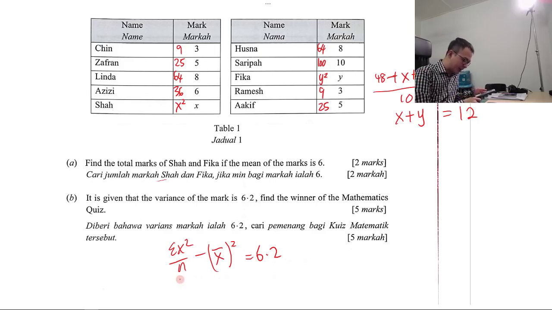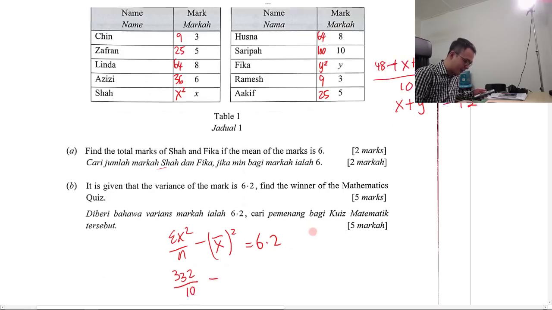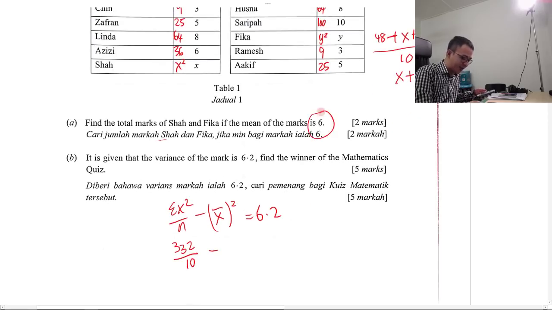So I will get a sum of 332 over n, which is 10, minus the mean, which I already have, right? The mean is 6, given. Minus 6 squared. Oops, sorry. Just now here, we still have x squared and y squared, right? Don't forget. Plus x squared plus y squared, minus the mean, 6 squared, equals 6.2.